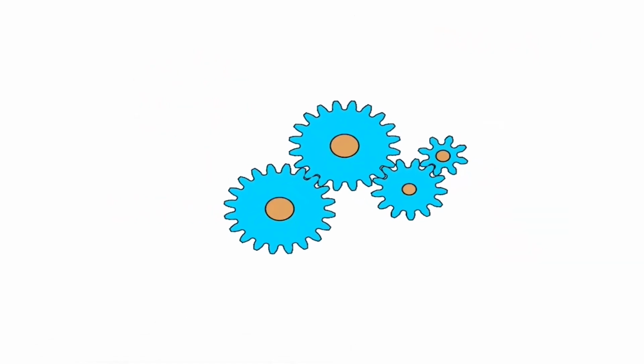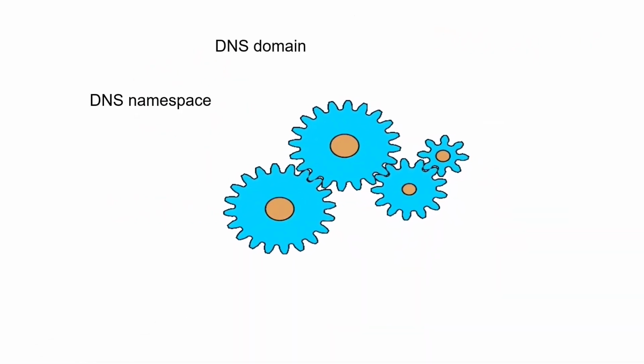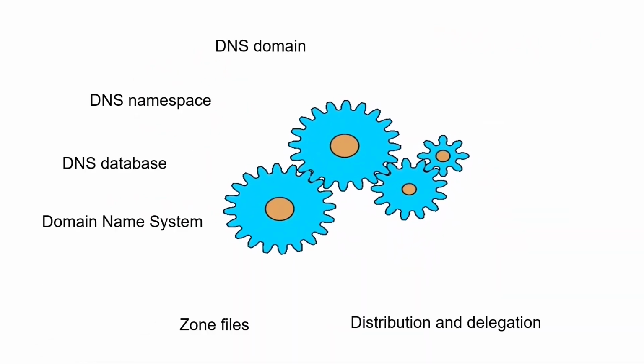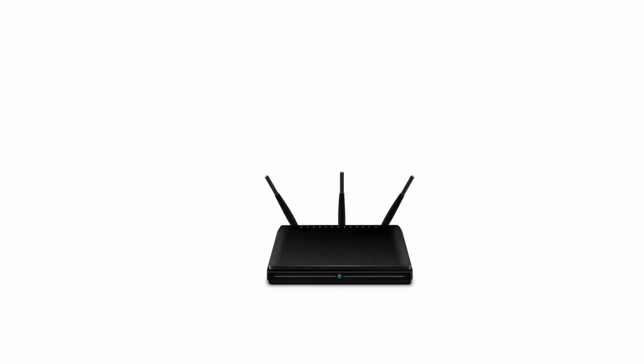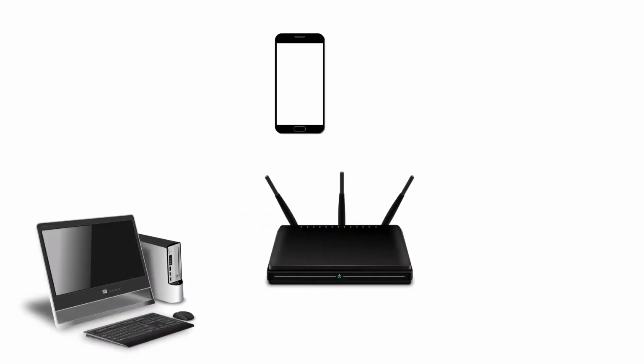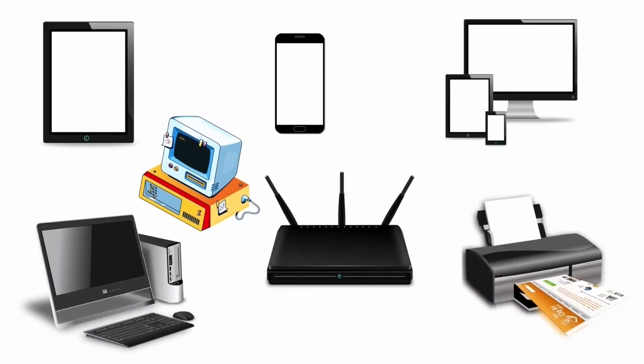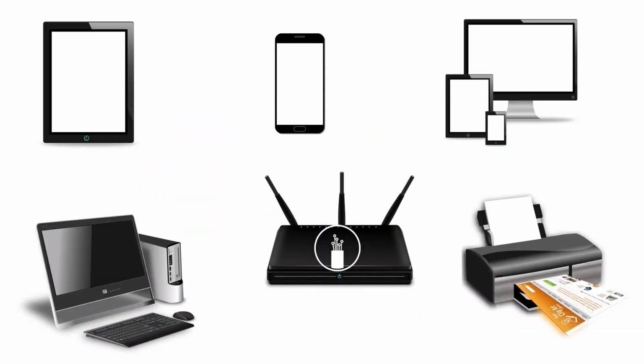DNS is a complex service. It uses many terms for its operation. To understand how it works, we need to understand these terms. A resource is an endpoint on a network. It can be a computer, a smartphone, a printer, or any other device that is connected to the network and can be accessed through the network.